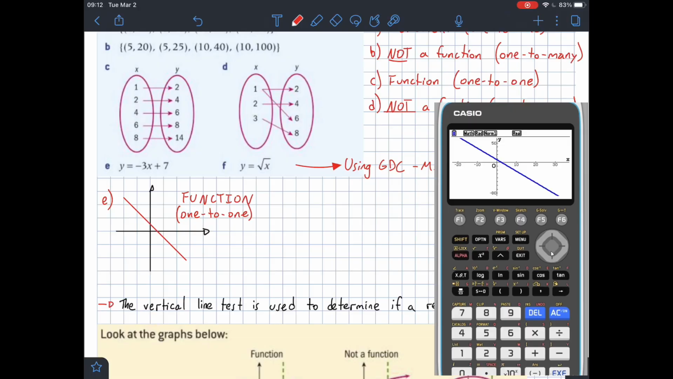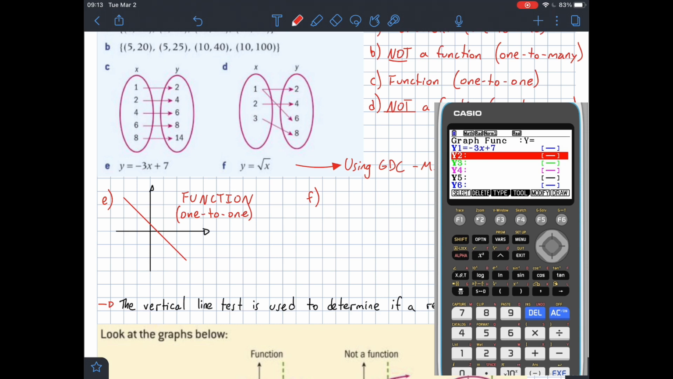And finally, for part F, let's graph this function over here, which is a radical function. So we're going to go to exit again. We can erase this or just unselect this. If you see here, we have an option. F1 says select. Click on that. And so the calculator will no longer draw this function. So we can plug in here the second function.